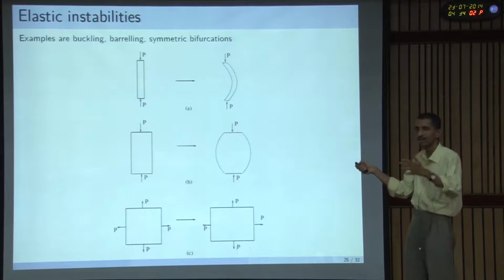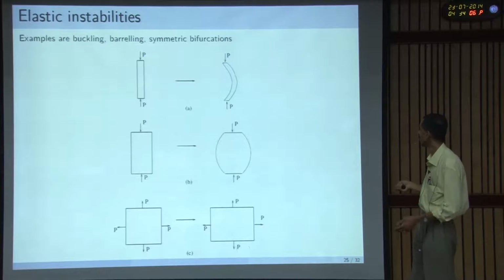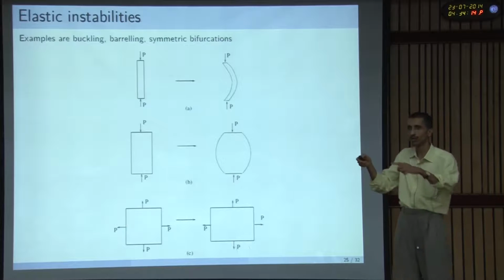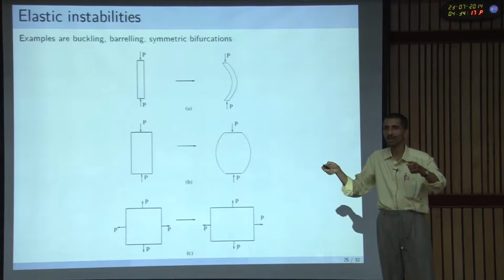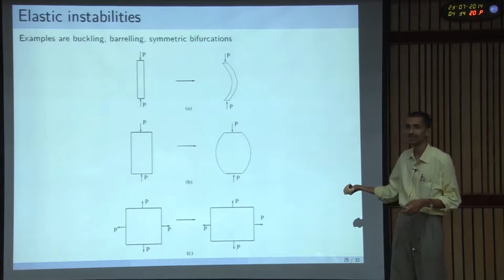Or if it is a thick bar, then instead of buckling, it will go into a barrel shape. So this is known as barreling. And you also have what we are calling a symmetric bifurcation, in the sense that if you have a square sheet of rubber, let us say... This is even verified experimentally. So this is very interesting.